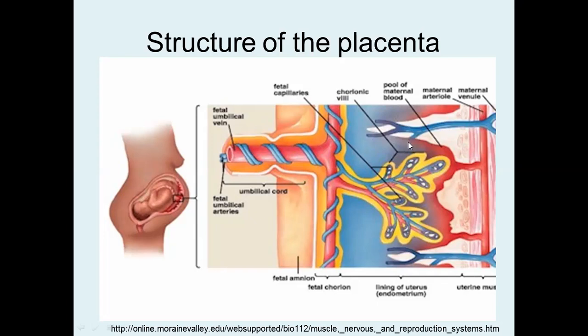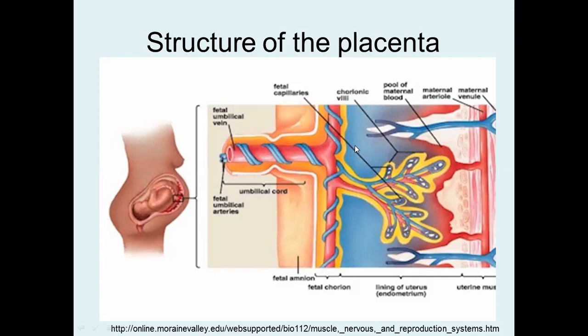So what happens is nutrients and oxygen diffuse from the maternal blood into the chorionic villi, and carbon dioxide and waste substances diffuse from the blood vessels in the chorionic villi through the membrane of the chorion and back into the maternal blood. Okay, but I'll talk about that in more detail just now.